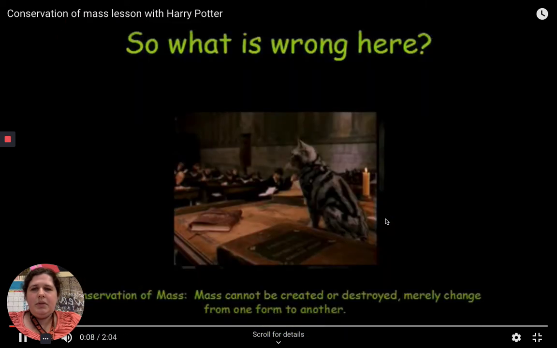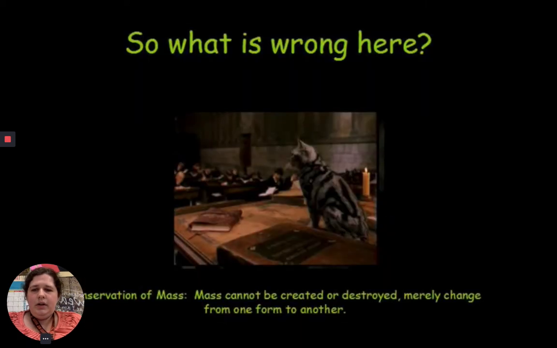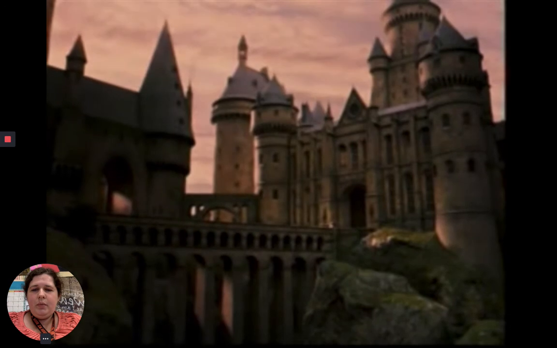So that's Hogwarts in the background. What is wrong in this picture? Conservation of mass says that mass cannot be created or destroyed. It just changes form from one to the other.